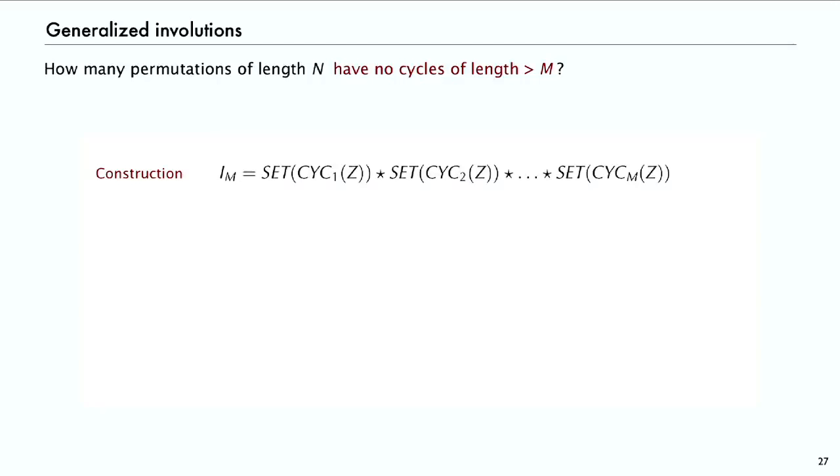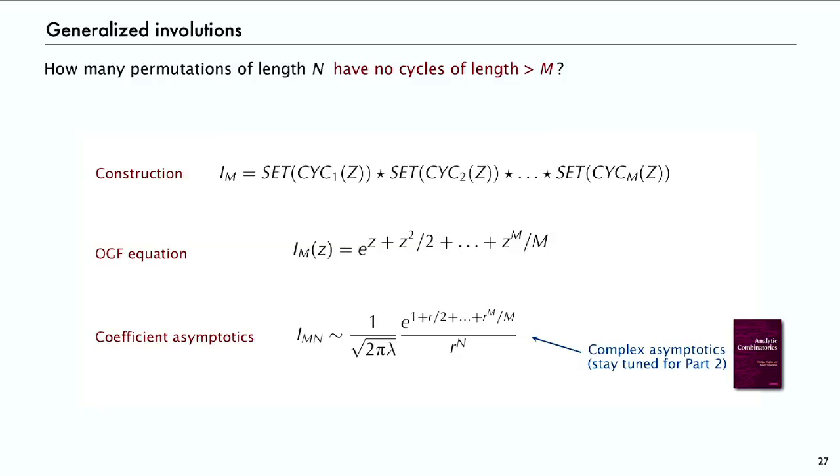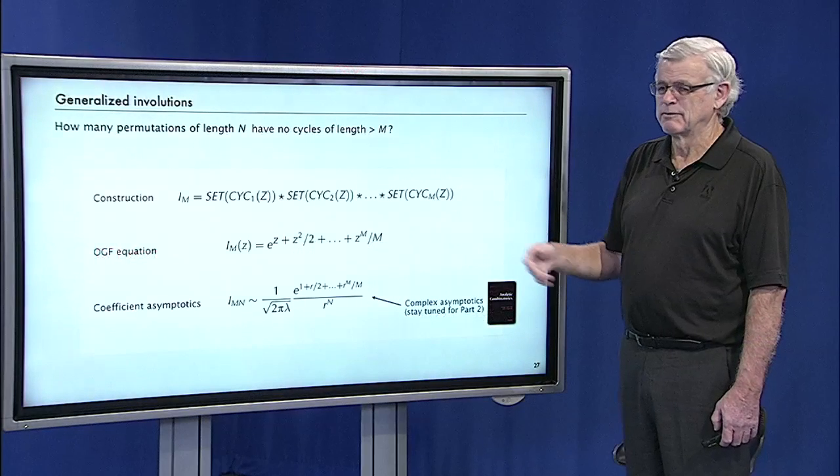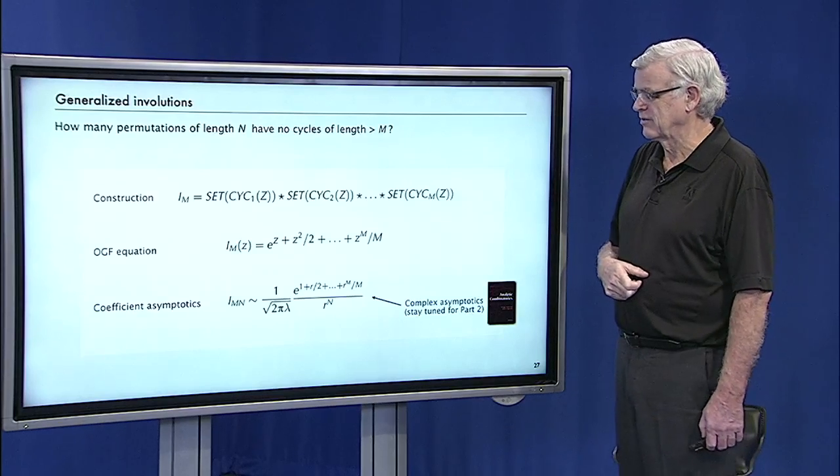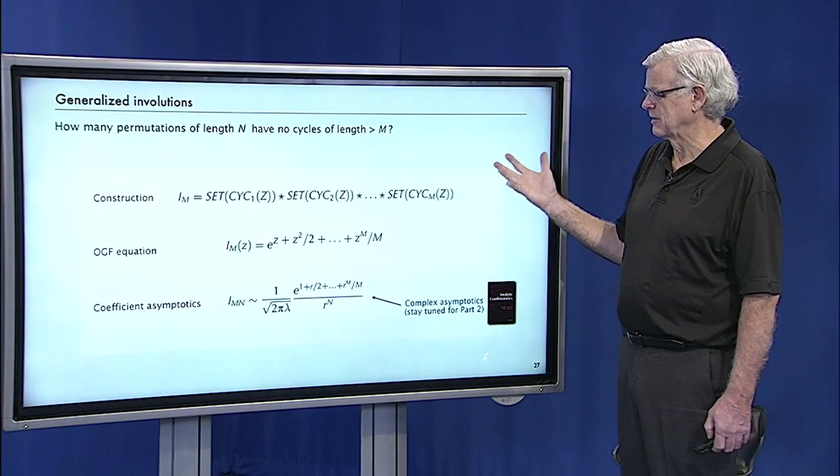So now the construction is a set of 1 cycle, start with a set of 2 cycles and so forth up to a set of m cycles: e to the z plus z squared over 2 plus out to z to the m over m. That's direct from the symbolic method. The coefficient asymptotics of that one is one of the most difficult derivations in our analytic combinatorics book. But we can know the asymptotics of that through analytic combinatorics.